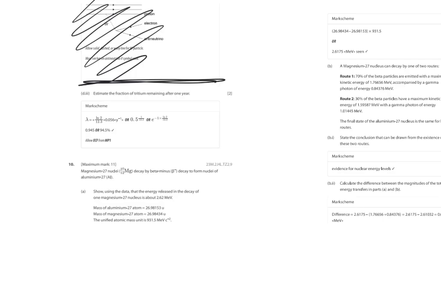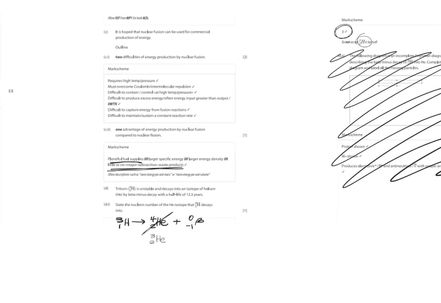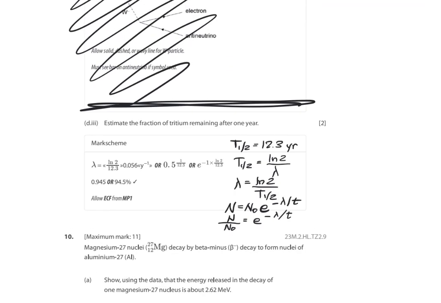What fraction of tritium remains after 1 year? I think the problem did tell us what the half-life of the tritium is. The half-life is 12.3 years, so let's bring that back over here. We know that the half-life equation is natural log of 2 over the decay constant. So the decay constant is natural log of 2 over the half-life.